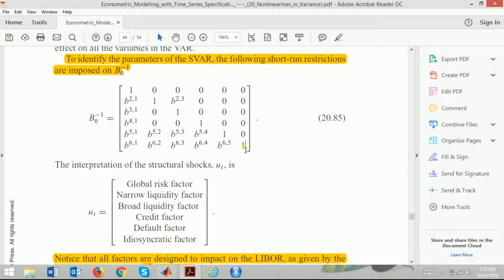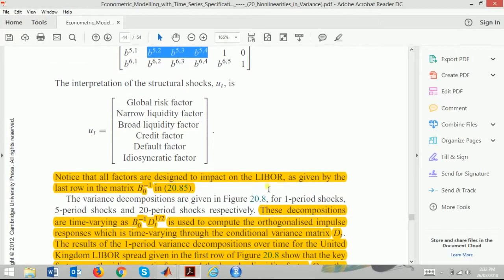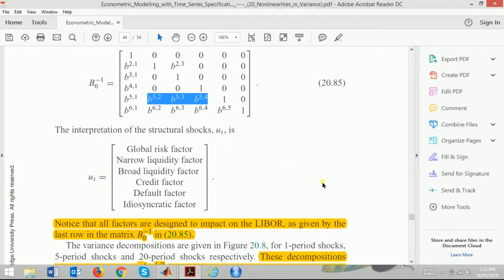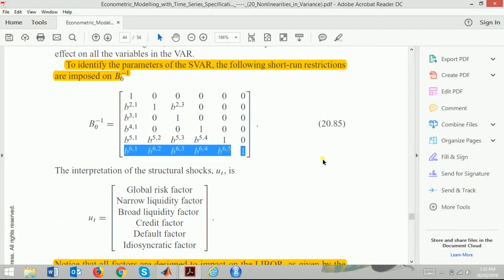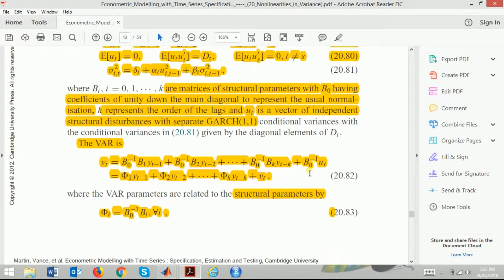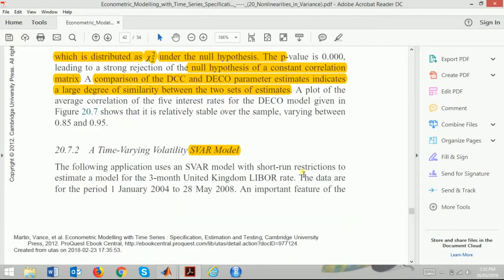Okay, so here the idiosyncratic factor is unity. We get unity down the line in the case of beta naught, down the main diagonal, and we can check for these effects. Notice all factors are designed to impact on the LIBOR rate as given by the last row. So the last row is the LIBOR rate, where all factors will have an effect. So in other words, what are the other factors?